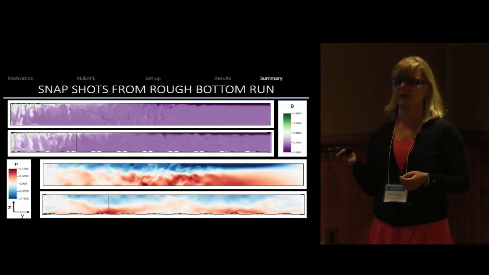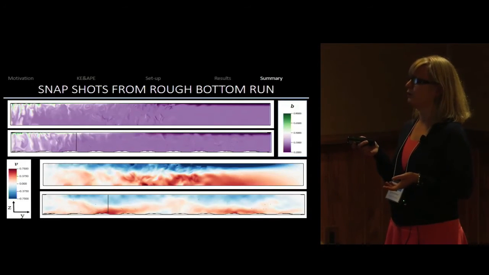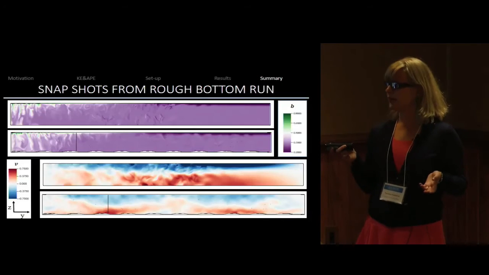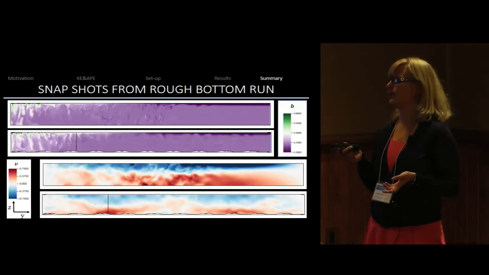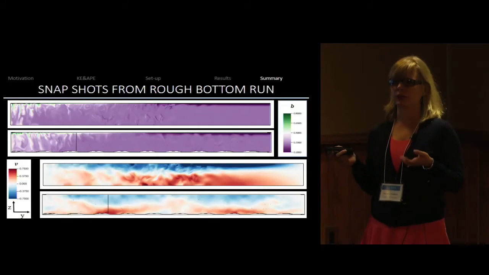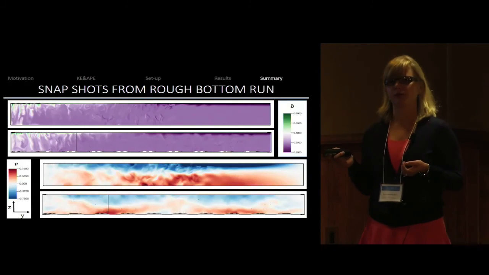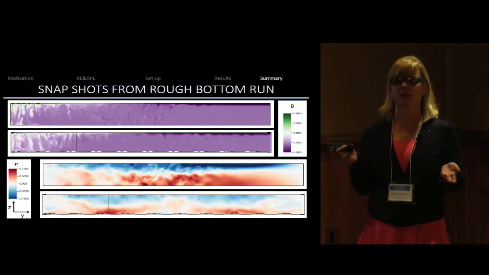And that makes sense, because you have a lot more breaking. And I think that a lot of DNS runs are not very mindful of introducing rough bottom. The GCM runs do, but the DNS runs tend to just have this really flat bottom topography for most of them. So it'll be interesting to see how that changes the energy cycle.